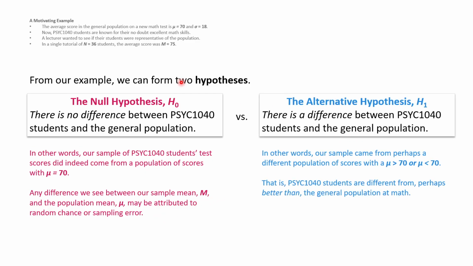Our second hypothesis, the alternative hypothesis, is that there is indeed a difference between PSYC1040 students and the general population. Maybe these guys are smart after all. Maybe they're smarter than the rest of the population. In other words, our sample came from perhaps a different population of scores with a higher or a lower mean. In this case, it's probably going to be higher if the alternative hypothesis is true, because 75 is greater than 70. That is, PSYC1040 students may be different from, or perhaps even better than, the general population at math.